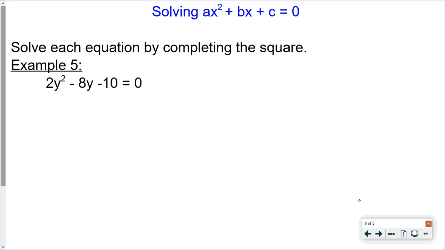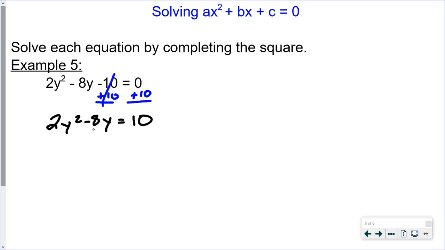All right. So now we got a different one. So first, let's add the 10 to both sides to move that over. Okay, so we're going to add 10, plus 10. So now I have 2y squared minus 8y equals 10. Now, when we do this, we don't want to have this 2 here. All right, so we want to get rid of that 2.